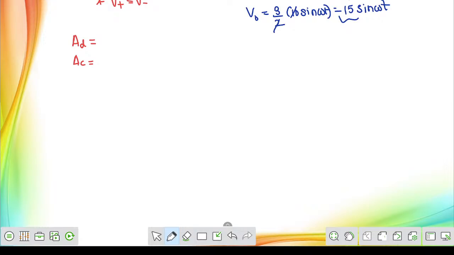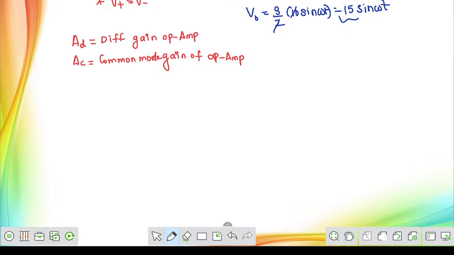What are this AD and AC? Just to recollect, AD means differential gain of the operational amplifier, and AC means common mode gain of the operational amplifier. This is the common mode gain of the operational amplifier. And what about AD? That is the differential gain of the operational amplifier.